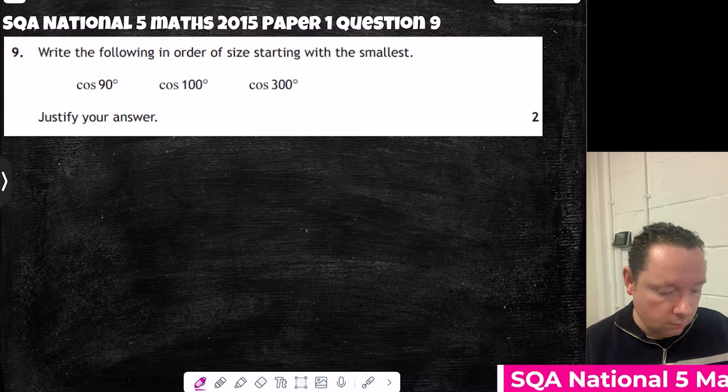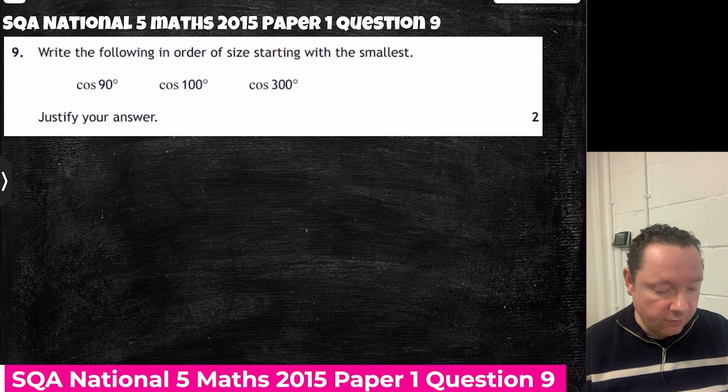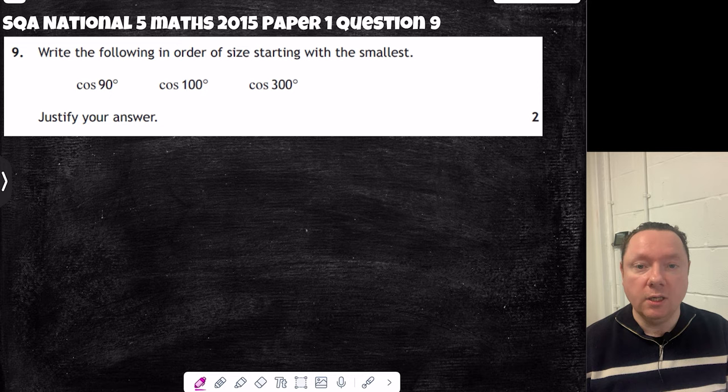National 5 Maths 2015, Paper 1, Question 9 on trig graphs. Write the following in order of size, starting with the smallest. We've got cos 90, cos 100, and cos 300. So we need to justify our answer here. There's two ways you could do this. You could use a CAST diagram, or you can draw a graph. I think drawing a graph is the easiest way. So I'll show you both ways anyway.